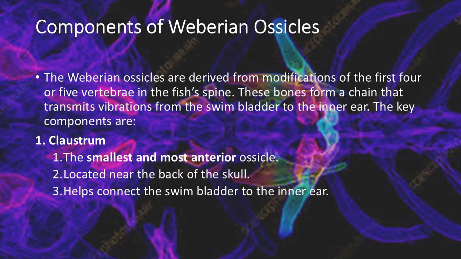Components of Weberian ossicles. The Weberian ossicles are derived from modifications of the first 4 or 5 vertebrae in the fish's spine. These bones form a chain that transmits vibrations from the swim bladder to the inner ear. The key components are: 1. Claustrum, the smallest and most anterior ossicle, located near the back of the skull, helps connect the swim bladder to the inner ear.